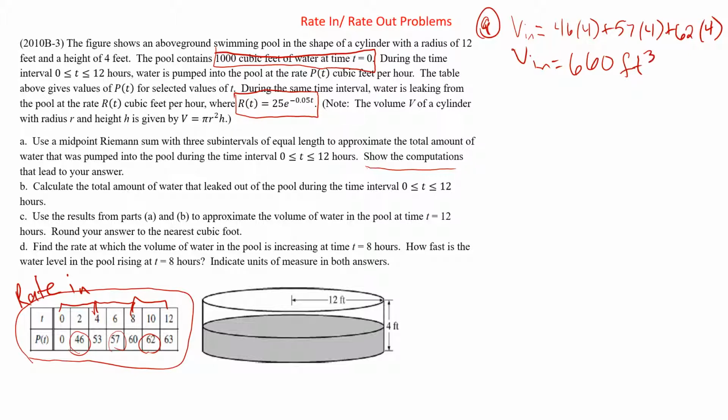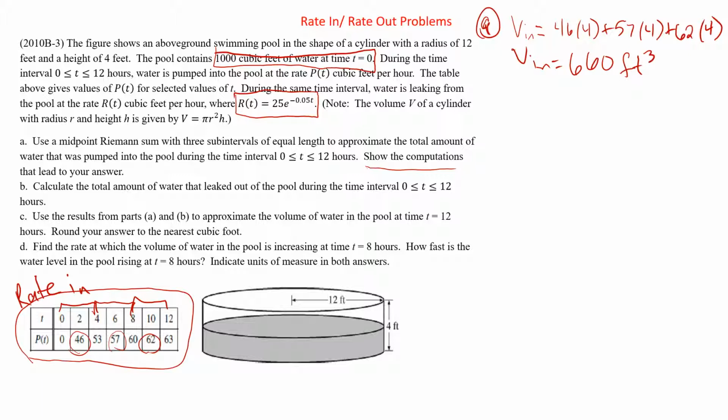In these problems, the units are important. Always have your units. So it's 660 cubic feet. And that's going to be about, because all we have is the table. So the midpoint Riemann sums are generally fairly accurate, but it is about 660 cubic feet.